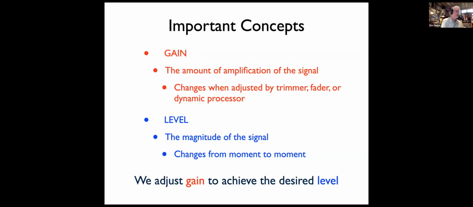Now, the level, that is an ephemeral thing which changes from moment to moment. That's how big the audio signal is. And that changes from moment to moment. And in order to get the level we want, we change the gain of the audio channel. But you'll see how these two concepts interact in the automatic mixers.